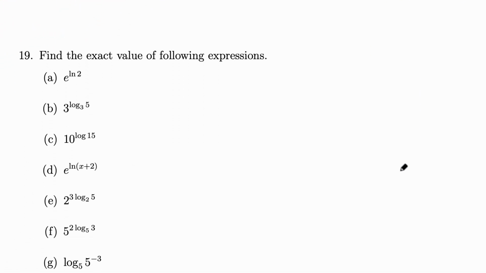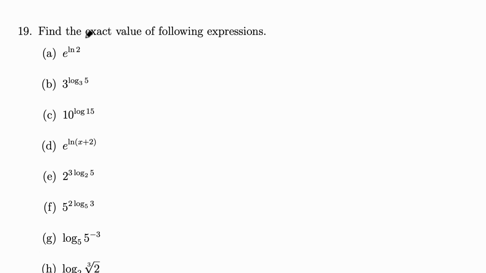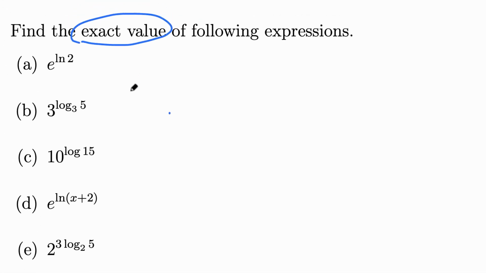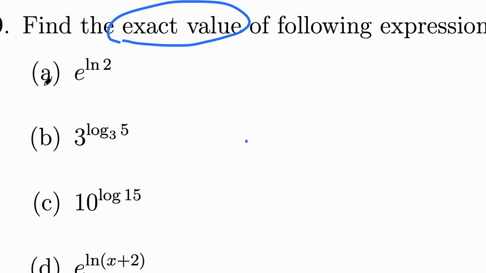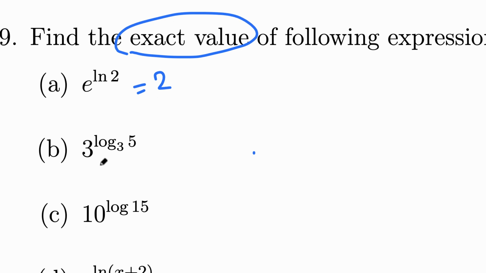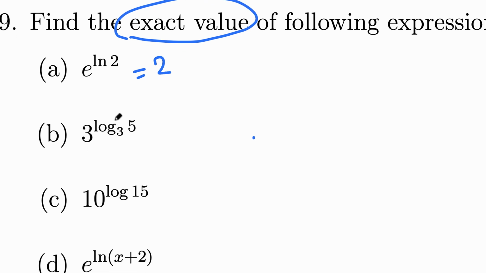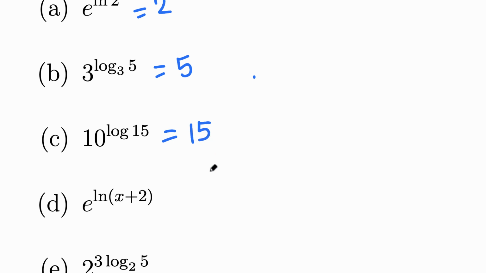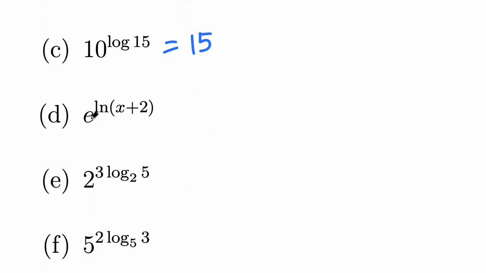Here these are short questions. Find the exact value. Here we got e raised to ln 2. So e and natural log, their actions cancel, giving 2. That's it. Same thing, 3 raised to log base 3 of 5, their actions cancel, just 5. 10 raised to log 10 of 15, their actions cancel, this is 15. e raised to ln of x plus 2, their actions cancel because natural log and exponential functions are inverses of each other, just x plus 2.